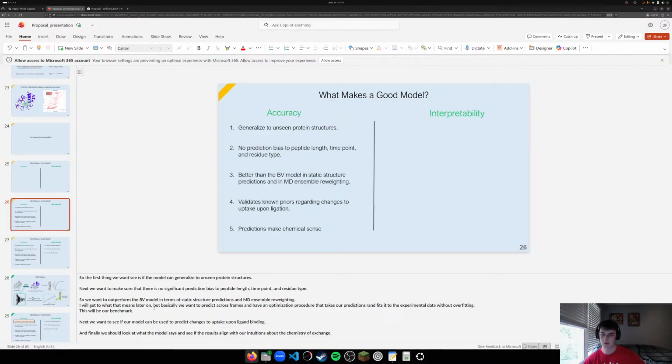Next, we want to see if our model can be used to predict changes to uptake upon ligand binding. And finally, we should look at what the model says and see if the results align with our intuitions about the chemistry of exchange.